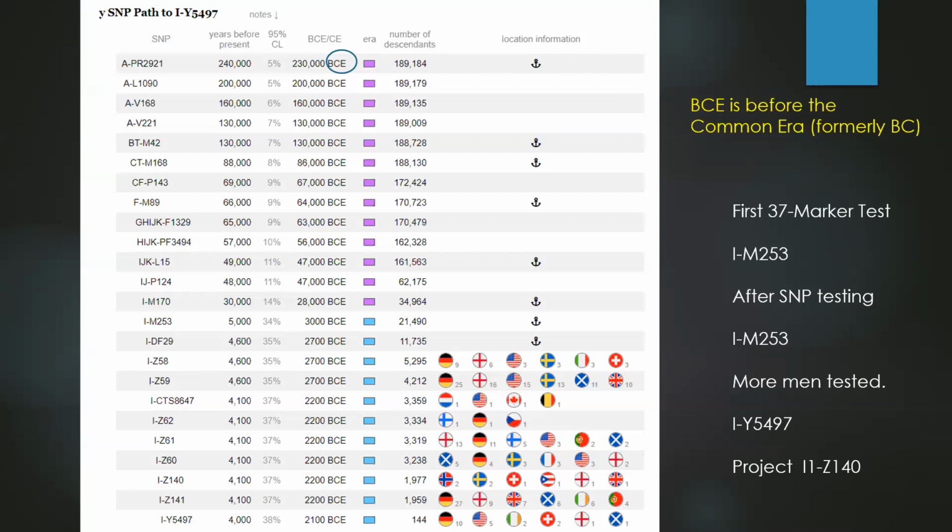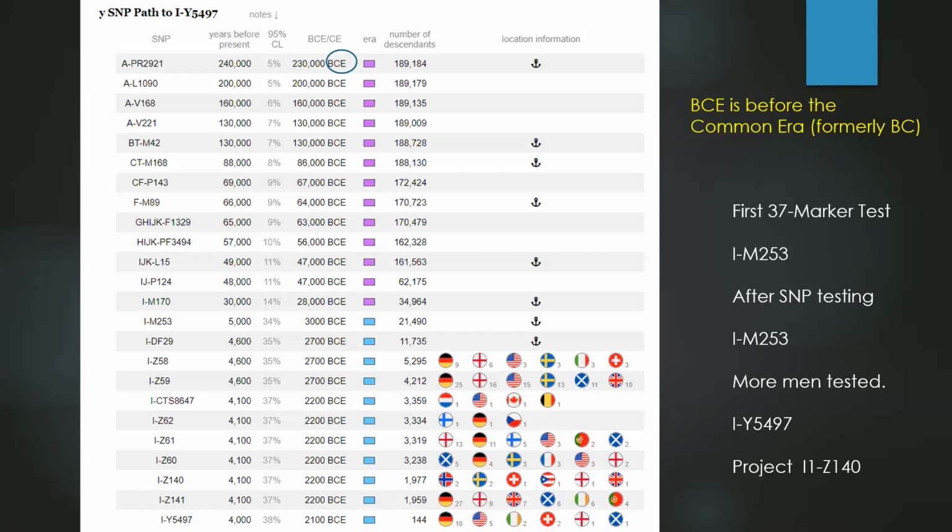And they're using BCE and CE, which is the newer way to mark time. Most of us probably grew up at a time where it was BC and AD, and that had to do with before Christ, or Anno Domini, which is the year of our Lord. And so rather than have a religious reference to it, it's the exact same thing, it just takes out the religious reference. So BCE is before Common Era, and it's formerly known as BC.